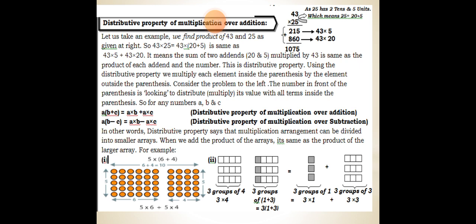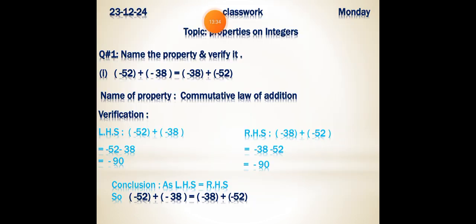In other words, the distributive property says that a multiplication arrangement can be divided into similar arrays. If we add the products of the arrays, it is the same as the product of the larger array. For example, 5 multiplied by 6 plus 5 multiplied by 4 is the same as 5 multiplied by 6 plus 4. 3 groups of 1 plus 3: 3 groups of 1 is equal to 3 multiplied by 1, and 3 groups of 3 is equal to 3 multiplied by 3.